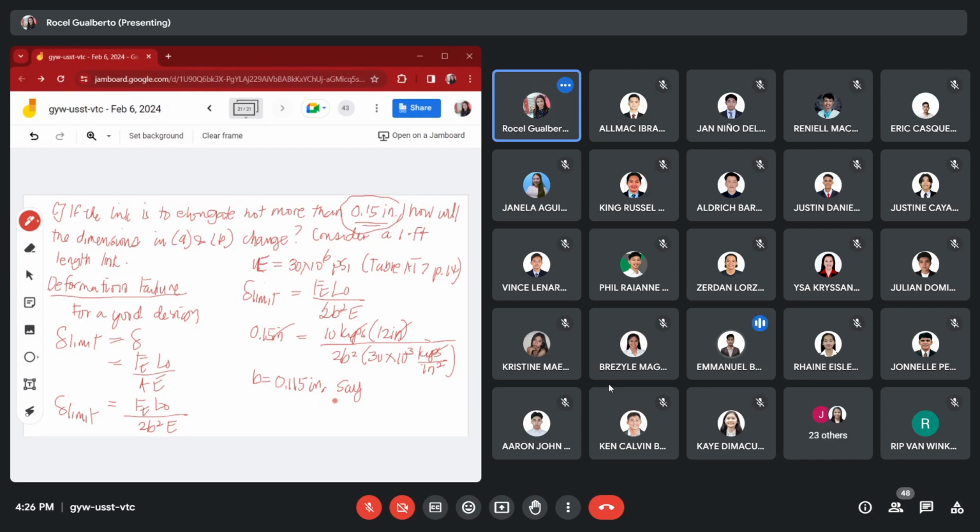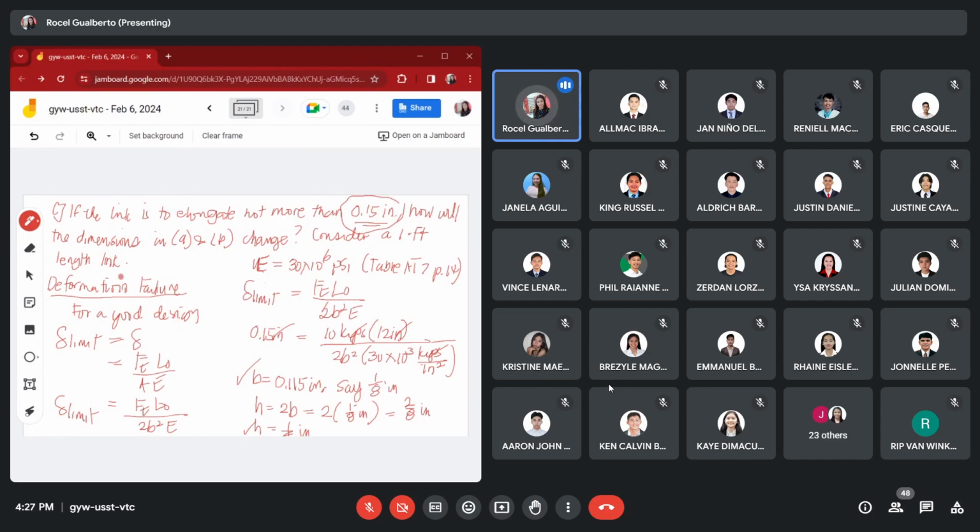1/4 po ba, ma'am? That is 1/4 po. This is equivalent to 1/8. Okay, correct. So this is 1/8 of an inch. And then for the value of h, this is equal to 2b. So this is 2 times 1/8 of an inch, so we arrive at 2/8 inches. In the lowest term, this is equivalent to 1/4 of an inch. So b is 1/8 and your h value is 1/4 inches.